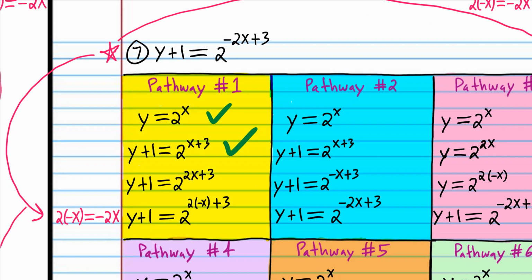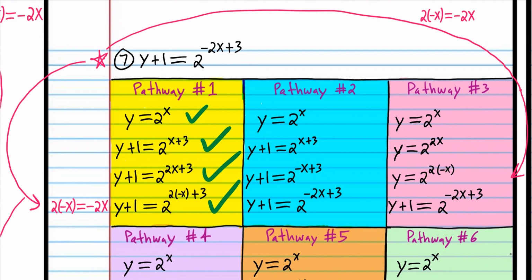Then we're going to replace x with 2x. That tells us to divide all the x values by 2. And then we're going to replace x with negative x. That tells us to reflect across the y-axis. So pathway number 1 is going to be very convenient when using the transformation method.